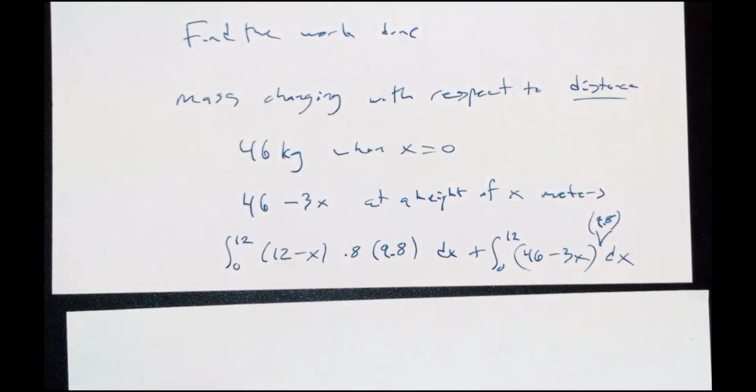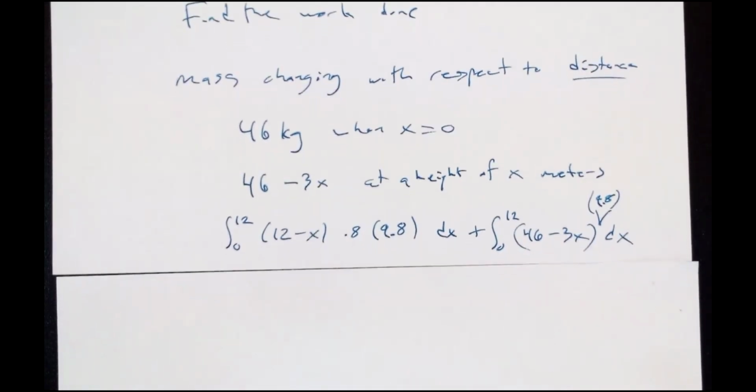Notice that if the bucket wasn't leaking, I'd move 46 kilograms the whole way, then I wouldn't have to do anything except multiply, wouldn't I? Because I'd be integrating a constant. But this bucket leaks. The rope and the bucket done separately. I think that's the easiest way.